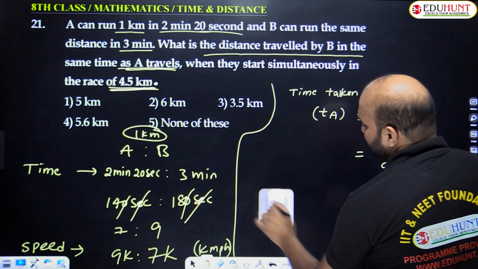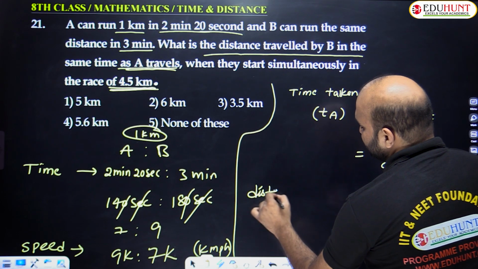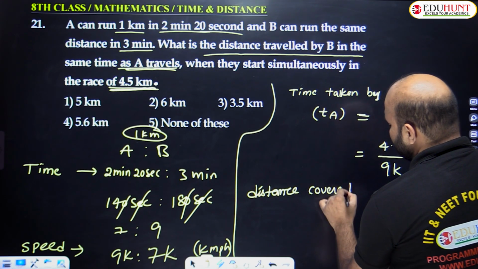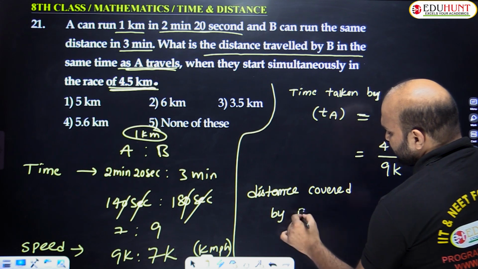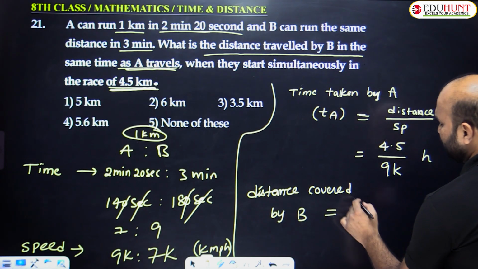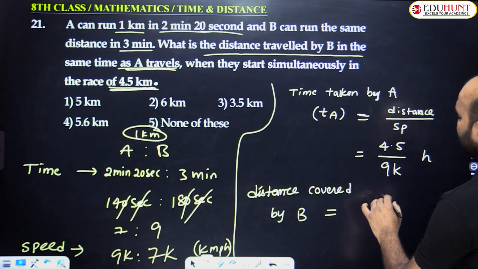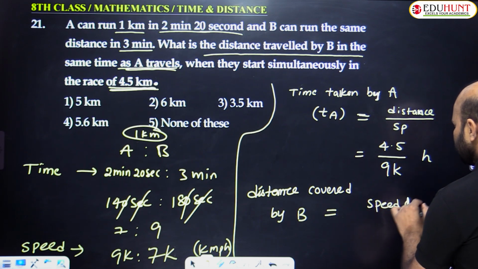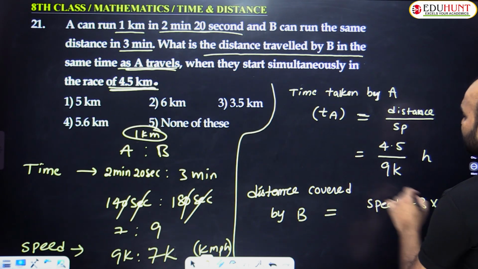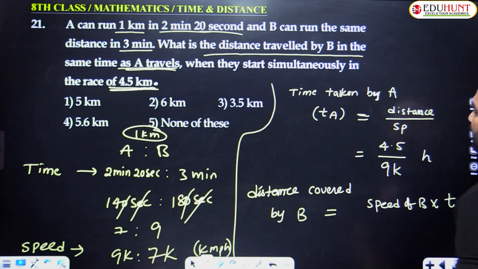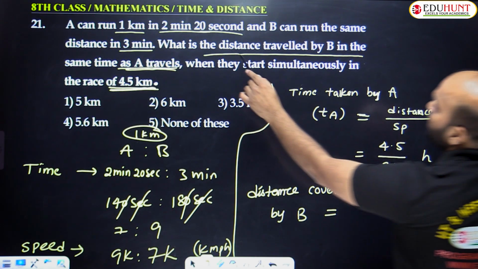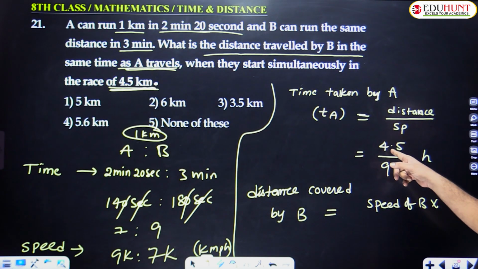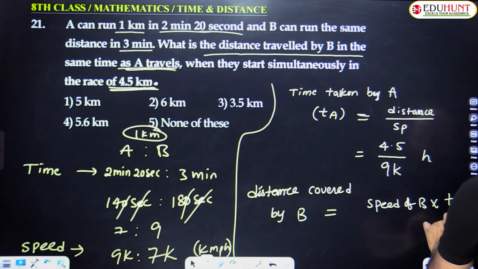The question I am asking is the distance covered by B. The formula is distance equals speed into time. Here the speed is the speed of B, into the time, which is TA, the time taken by A. I already mentioned that. What distance does B cover in the same time A travels? A takes 4.5 by 9K. That is the time of A.